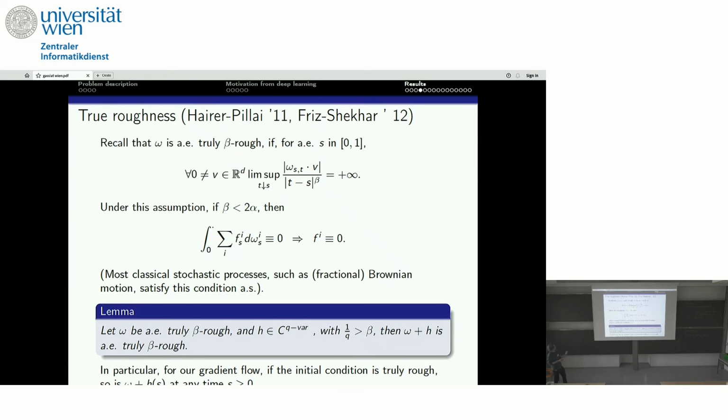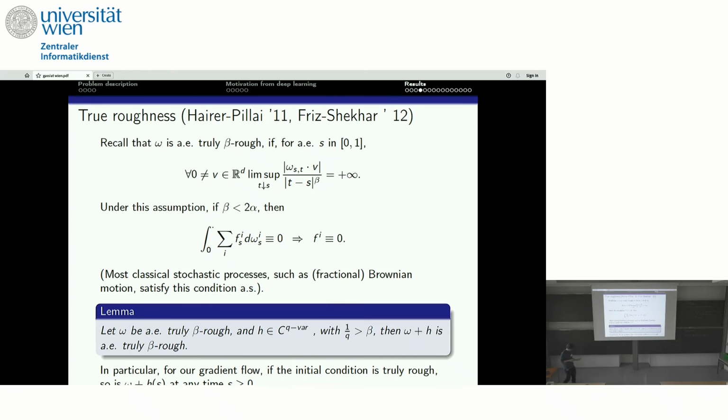And like I said, if you take a Brownian motion, for instance, it would satisfy this. And if you perturb this by something like a finite variation path, this will also be true. This means that in our gradient flow, at any finite time or at any finite distance from the origin, this would hold. You would always have this property.